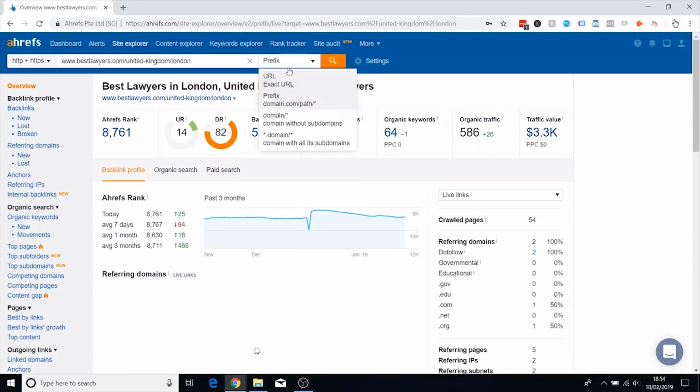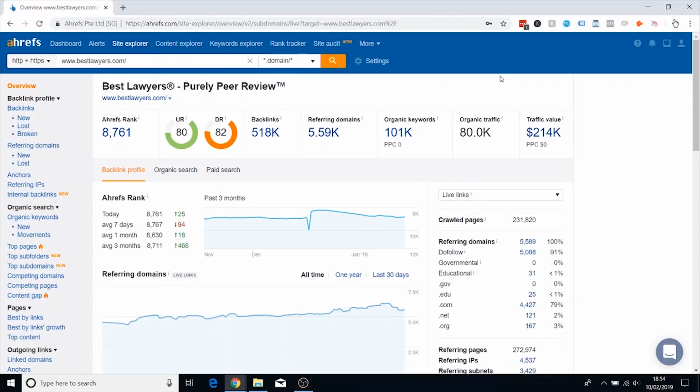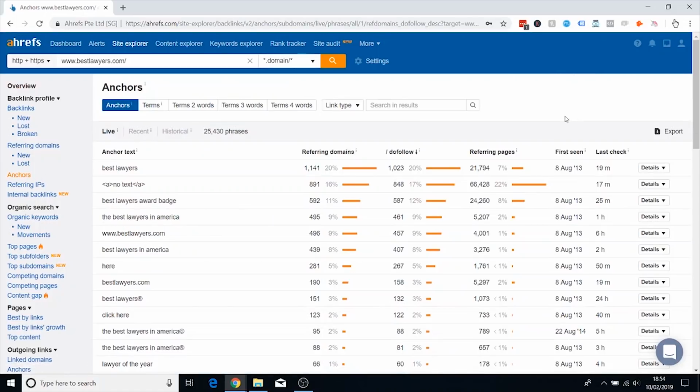So let's take a look at the actual domain itself. So yeah, very, very powerful domain here. It's got over 5,000 referring domains, over 500,000 backlinks. If we take a look at the anchor text, see what it's like, it's just completely optimized for best lawyers. The fact that they have best lawyers in the domain name is what gives them a lot of power in this scenario.